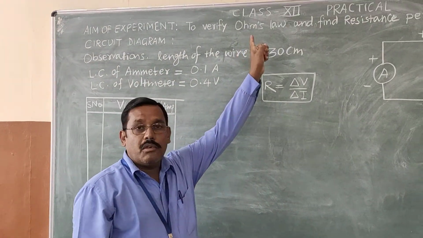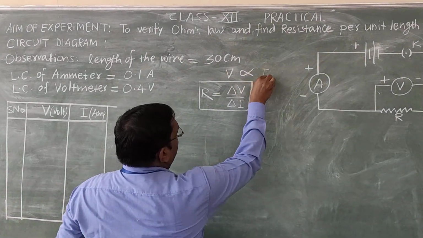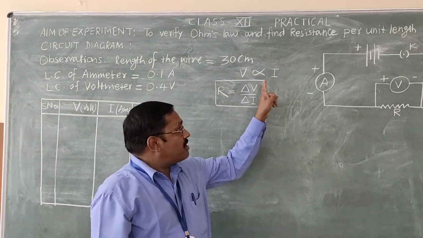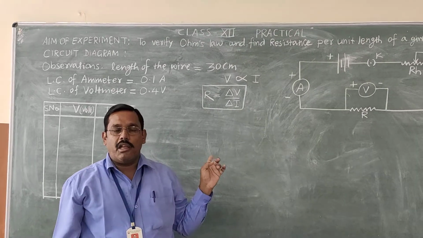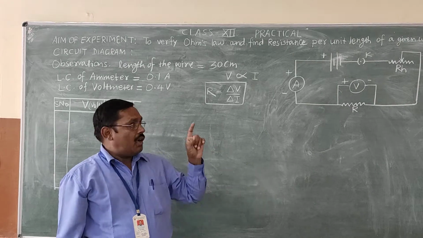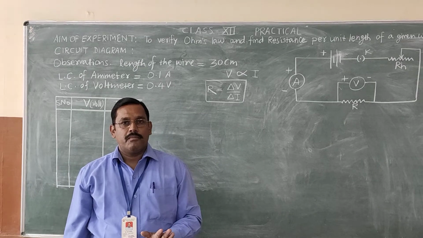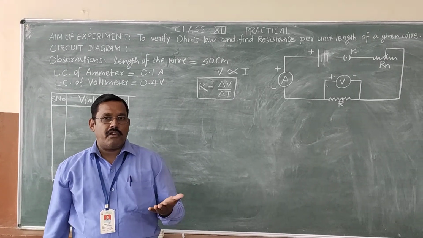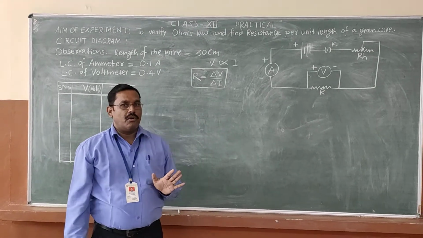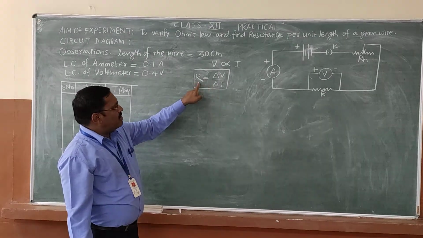Verification of Ohm's law means we have to verify V proportional to I. It means the graph between voltage and current will be a straight line. When we take the readings, the graph between V and I must be a straight line. There is a condition for Ohm's law: temperature must remain the same, because if temperature varies, resistance varies, and Ohm's law will not be followed. So this is the limitation of Ohm's law.